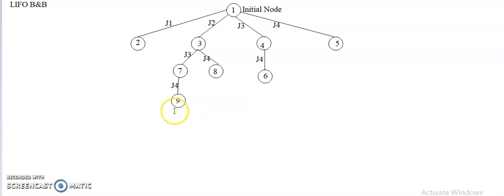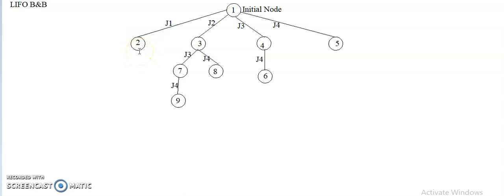If I want to explore further, it is not possible. 9 is not possible again because job 4 is already scheduled, J2, J3, J4 is scheduled, J1 is ignored. I can't schedule more jobs, no more jobs exist. So it will be my dead end. So 9 is also popped out. Now the only element left in my stack is node number 2.